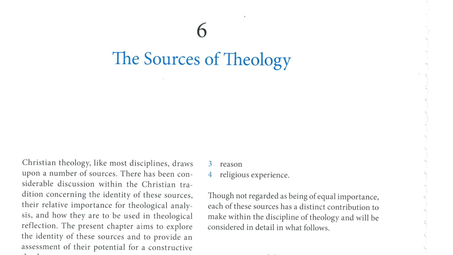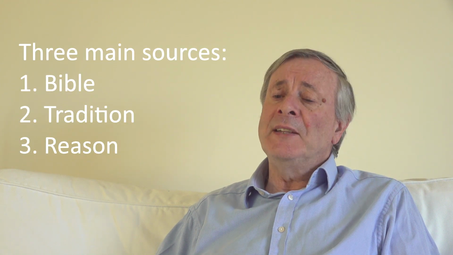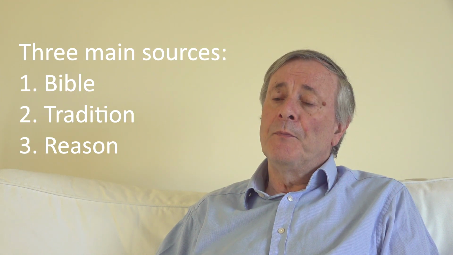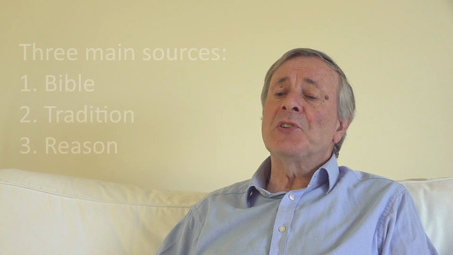We now come to its 6th chapter, which looks at the sources of Christian theology. Where does Christian theology get its ideas from? How does it check them out? Christian theology is usually regarded as drawing on 3 main sources: the Bible, tradition, and reason. And this chapter explores what each of these means and how they're used in Christian theology. For example, are they sources of equal value and importance, and how do they interact with each other?